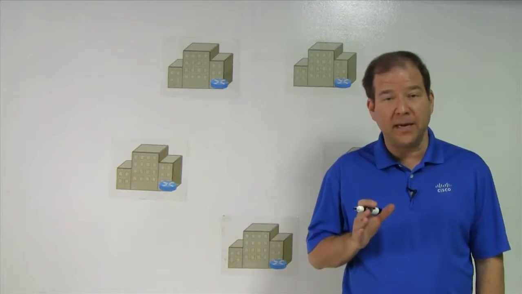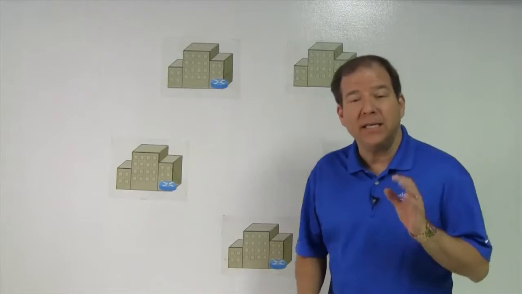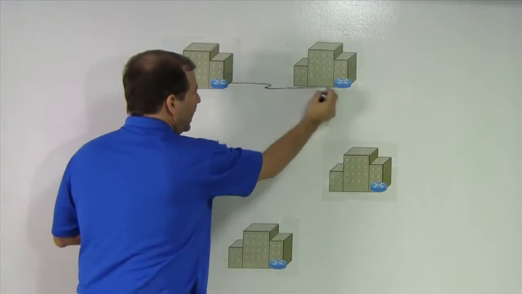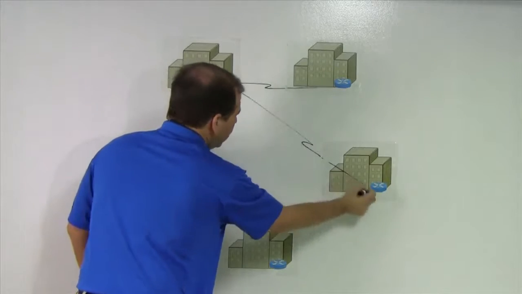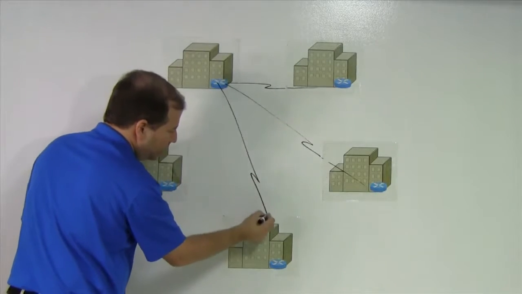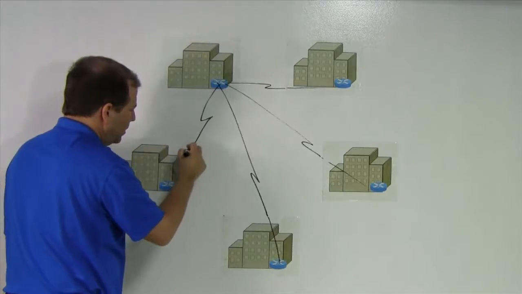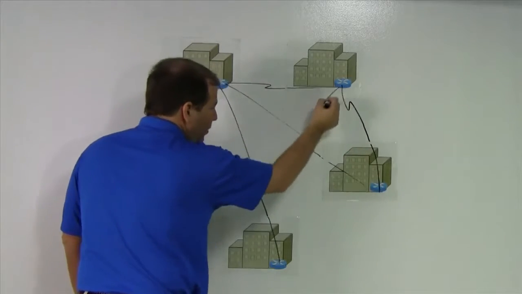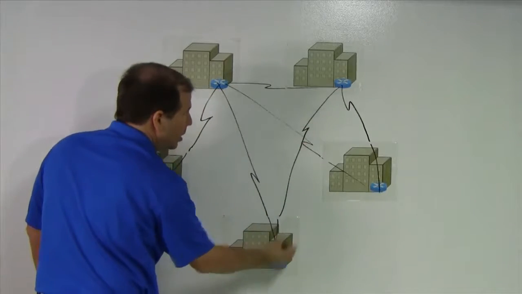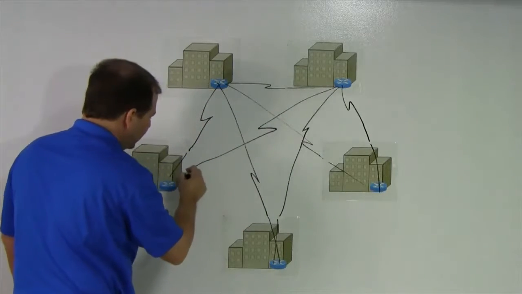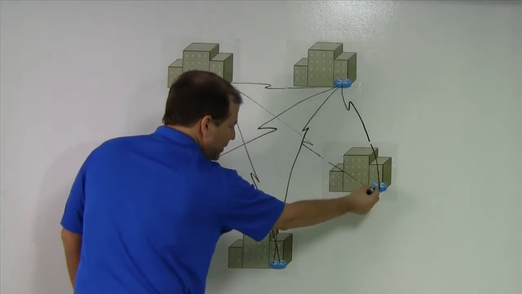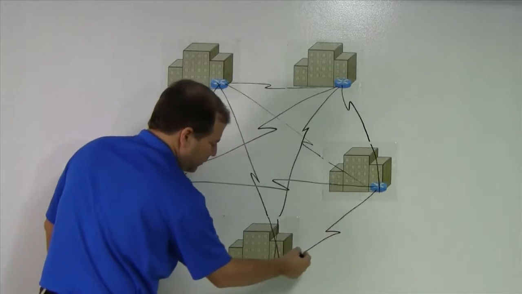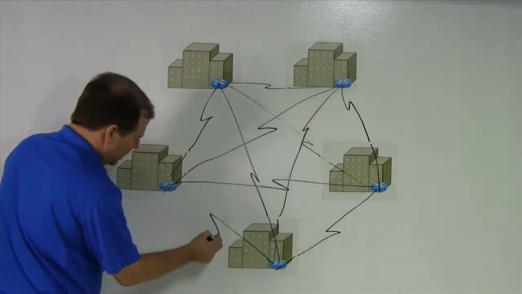One approach to interconnecting various WAN locations is to connect every site to every other site. So I've got this first site, it's got a link going to every other site. The second site also has a link that goes to every other site. Let's see, who does this guy need to connect to? It needs to connect straight across and down. And this needs to connect here.